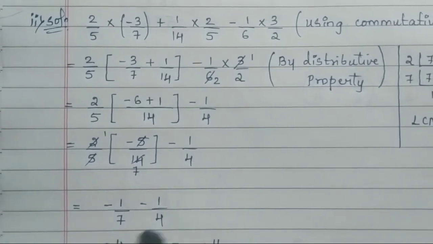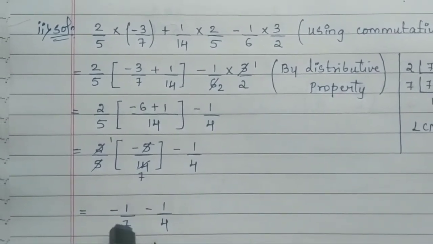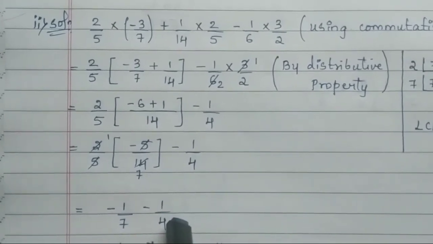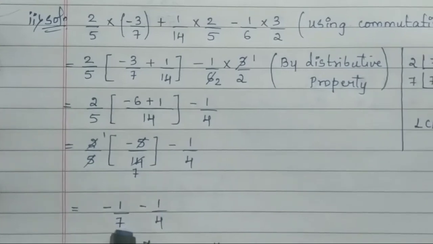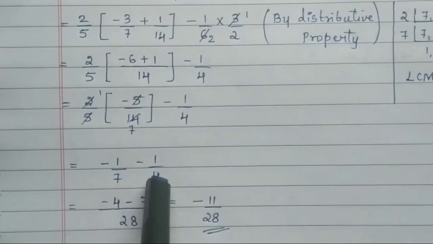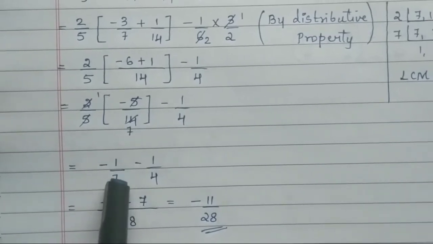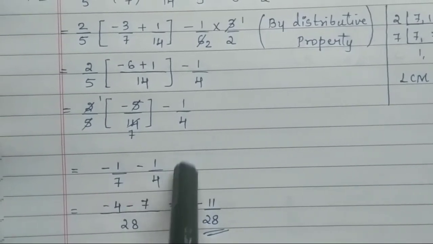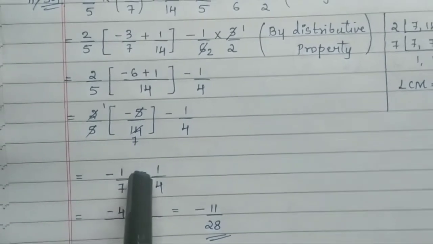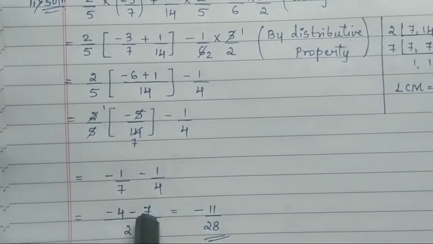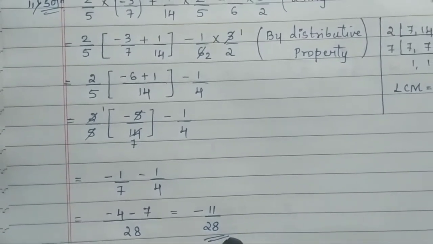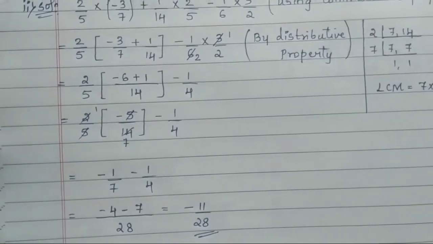Even here we can see we have two different numbers in the denominator, so we cannot subtract this. What we have to do is take either the LCM or we can directly multiply like this. 7 4s are 28. 7 into 4 and 4 into 7. Similarly, you will multiply here 1 into 7 and 1 into 4. So minus 4 minus 7 will be minus 11 divided by 28. That is your answer.